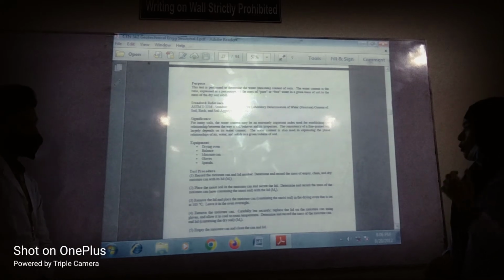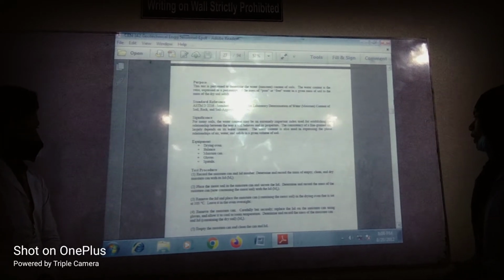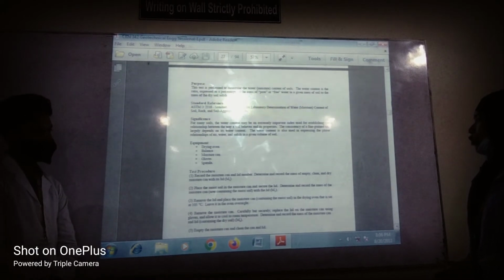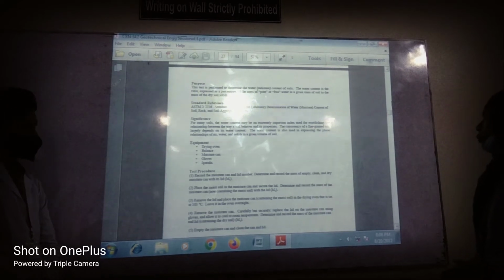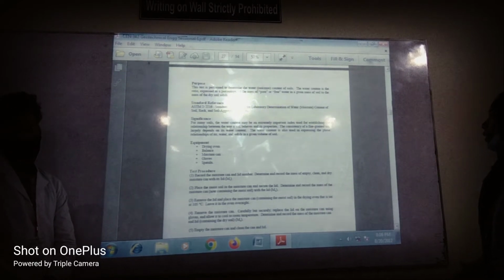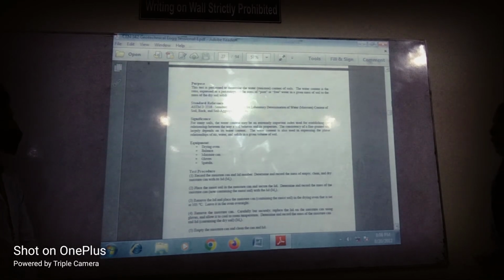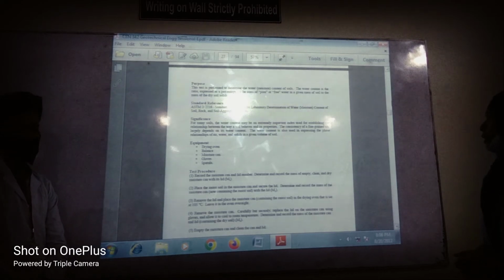Procedure number 3: remove the lid and place the moisture can in the drying oven that is set at 105 degrees centigrade. Leave it in the oven overnight. After completing the first two procedures, we will put the moisture can in the oven with the lid removed at 105 centigrade, and let it dry overnight.